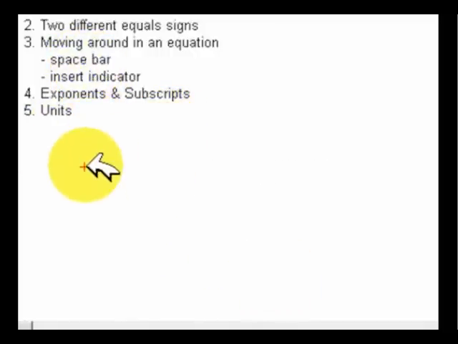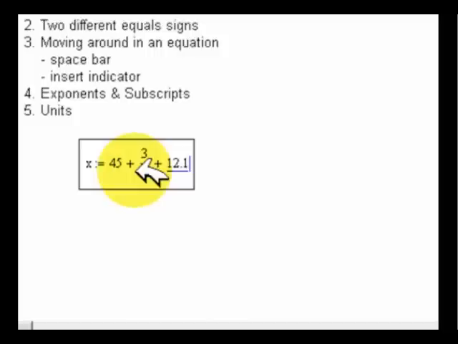Moving around an equation. Let's say I've got a complicated equation. Say x equals 45 plus 3 divided by 2 plus, I'm just making something up, 12.1. You can see this little blue underline is telling me the thing I'm operating on. I can click on various places using the mouse. Here I'm operating on the 3, so I can change the 3 to, say, 4. This little blue upright symbol on the right tells me where I'm going to insert the next character. So if I type the number 5, it's going to type 45, etc.